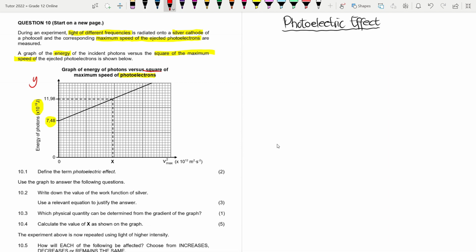So remember what we said about manipulating the equation, which you always do whenever you're given a graph. The intercept is the work function. So we can proudly say the work function is 7.48, and then the multiplier, multiplied by 10 to the power negative 19 joules. I'll go and check if they'll forgive you for not including the multiplier, but I think they will not, because the answer will be wrong.